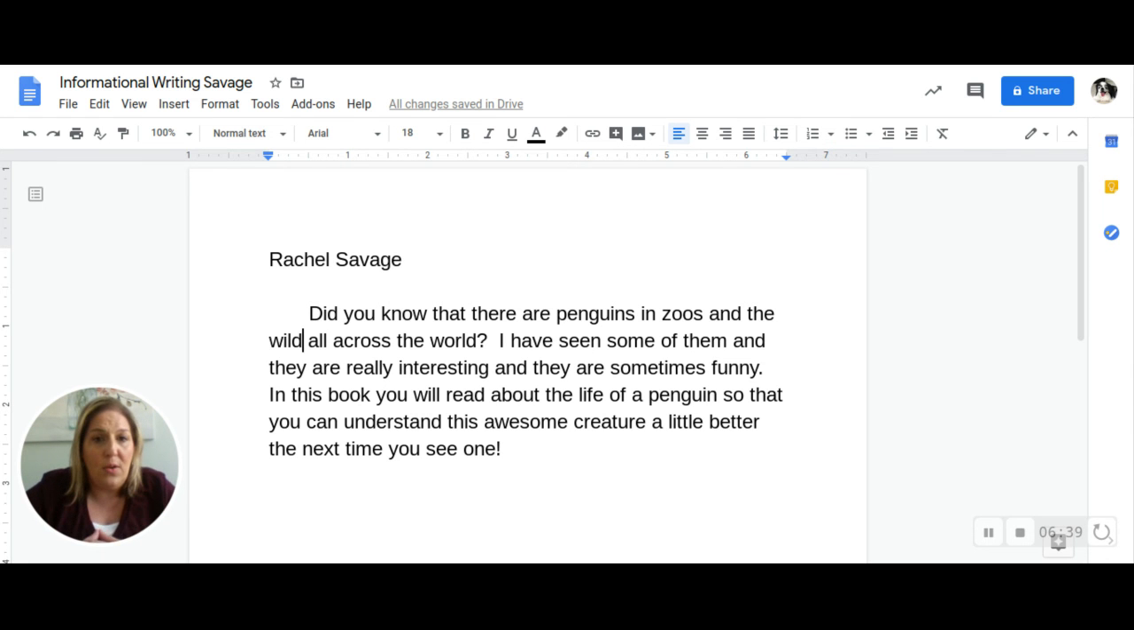Did you know that there are penguins in zoos and the wild all across the world? I have seen some of them and they are really interesting and they are sometimes funny. In this book, you will read about the life of a penguin so that you can understand this awesome creature a little better the next time you see one. Could this opening be better? Probably. It's what I'm going to start with. As I write, it may develop into something else, and then I can go back and adjust my opening. But for right now, we want to get an awesome opening with a good lead.